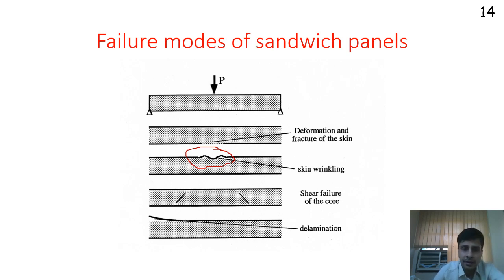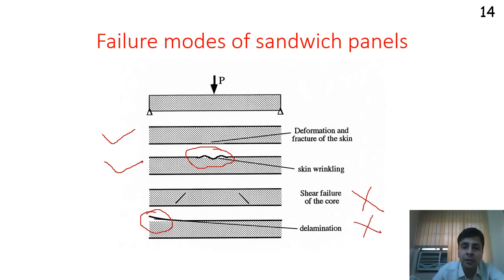The answer is the deformation and fracture of the skin can be modeled. This is basically tension in the outermost layer, which we can calculate. Skin wrinkling is compression in the outermost layer, which we can model. Shear failure of the core is through-the-thickness shear, which we cannot model. The Kirchhoff-Love assumption is based on the idea that each of my layers is in a state of plane stress. Delamination is usually defect-based damage, which we cannot model using classical lamination theory.